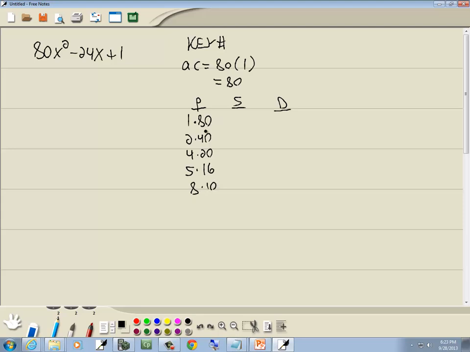In the S column, we're going to add together these numbers. 1 plus 80 is 81. 2 plus 40 is 42. 4 plus 20 is 24. 5 plus 16 is 21. 8 plus 10 is 18.